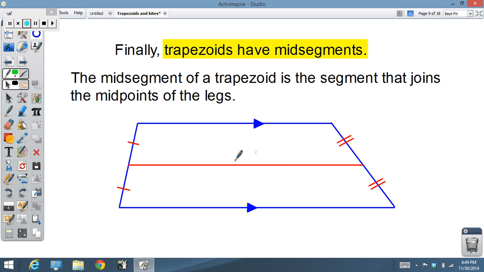Finally, trapezoids have midsegments as well. If we have a trapezoid, now this isn't necessarily an isosceles trapezoid, these two sides do not have to be congruent. But if each of these is bisected, in other words, this is a midpoint, and this is a midpoint, what we have here is called a midsegment. So a midsegment of a trapezoid is a segment that joins the midpoints of the legs.